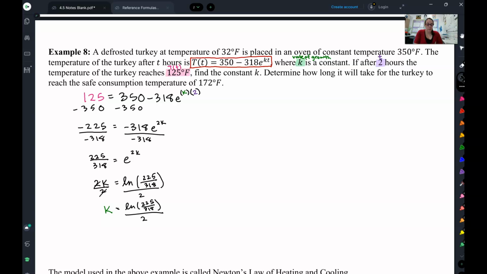Now it says, determine how long it will take for the turkey to reach the safe consumption temperature of 172 degrees. So that sounds like a new T. That's a new final temperature. So my turkey is heating up from 32 degrees. How long is it going to take for my turkey to heat up to 172 degrees?